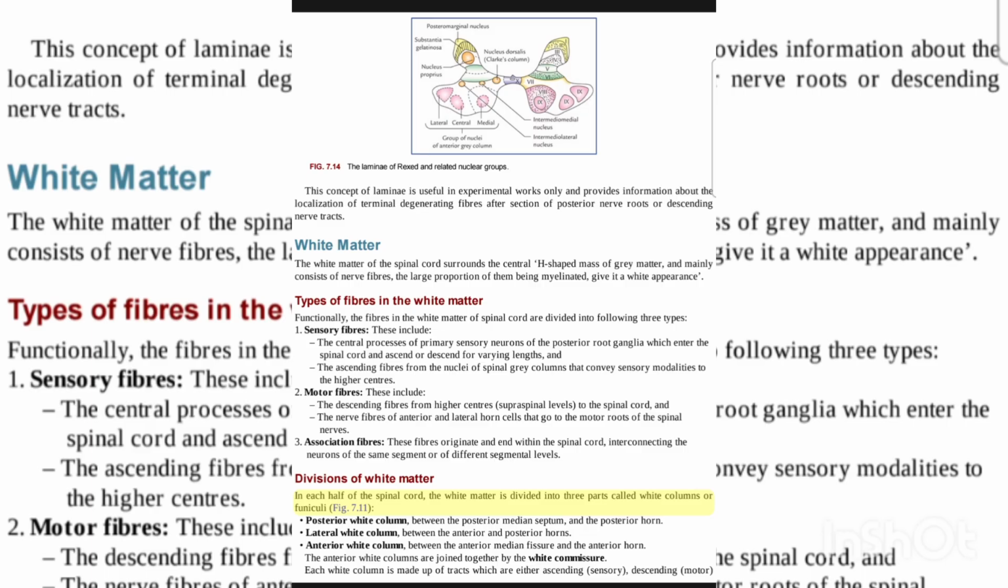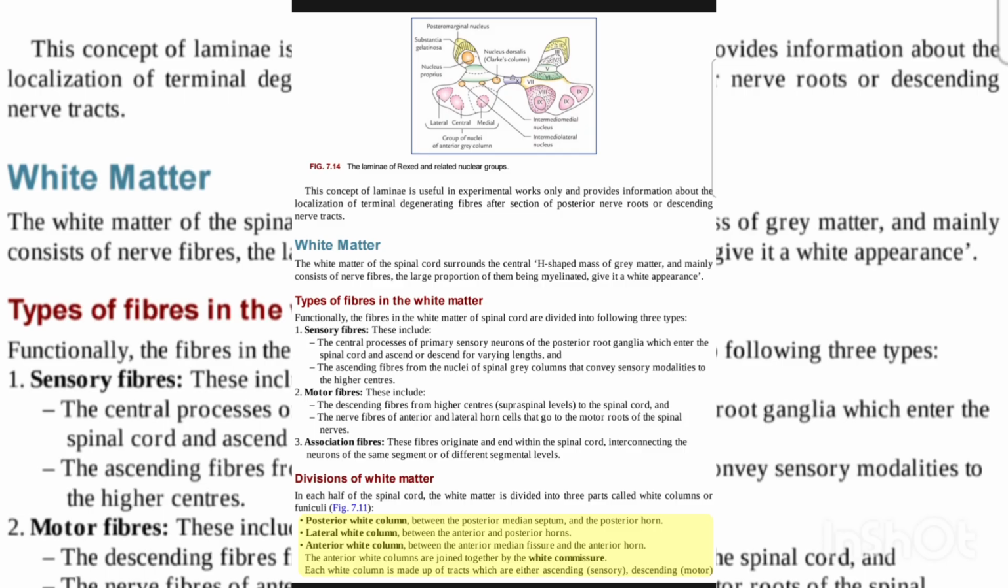In each half of the spinal cord, the white matter is divided into three parts called white columns or funiculi, Fig. 7.11. Posterior white column, between the posterior median septum and the posterior horn. Lateral white column, between the anterior and posterior horns. Anterior white column, between the anterior median fissure and the anterior horn. The anterior white columns are joined together by the white commissure.